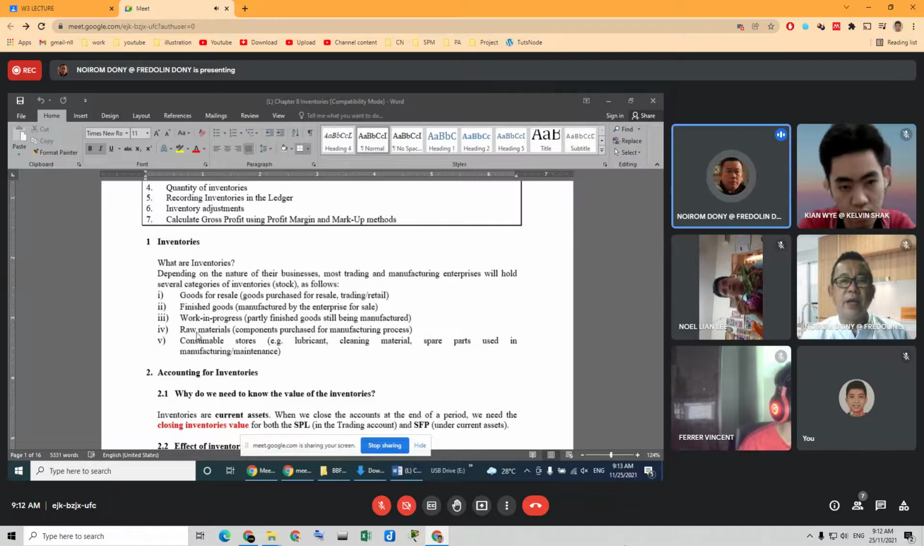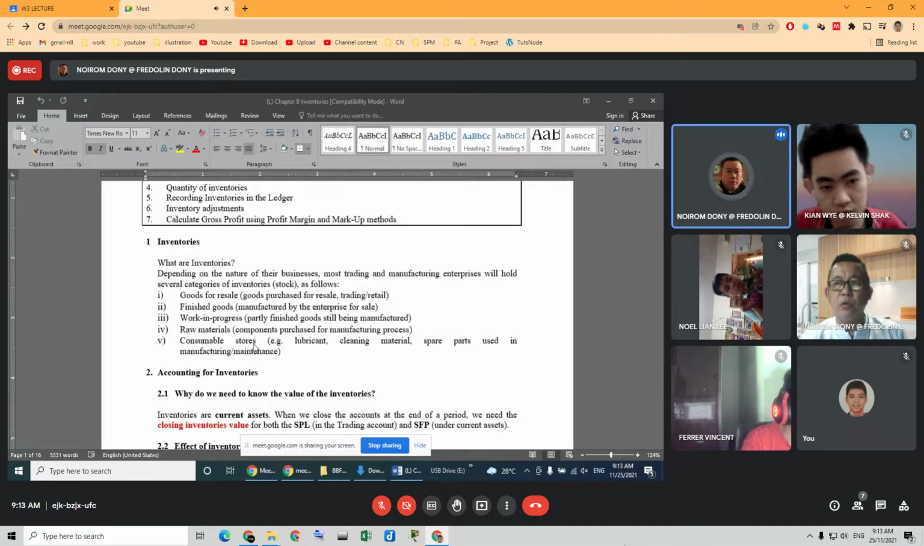And then the other one is raw material, bahan mentah, meaning these are the items that are used by the manufacturing company to be processed, to be used in their manufacturing processes. So component purchases for manufacturing processes. Okay. And the last one is consumable store.